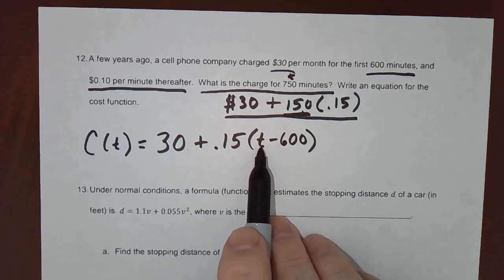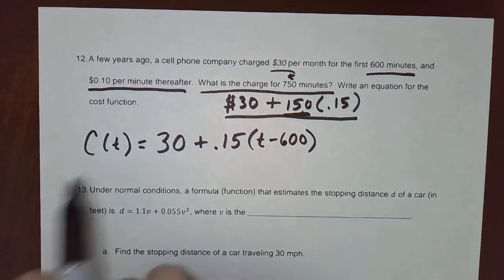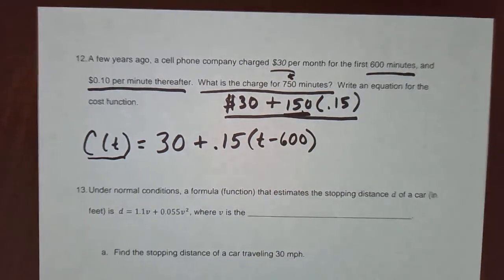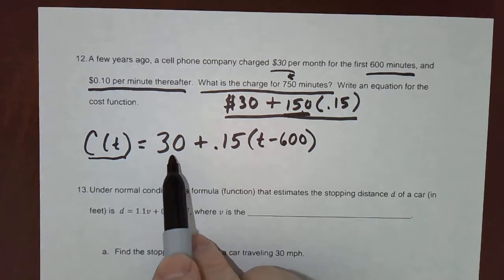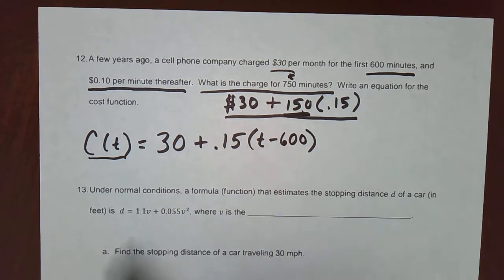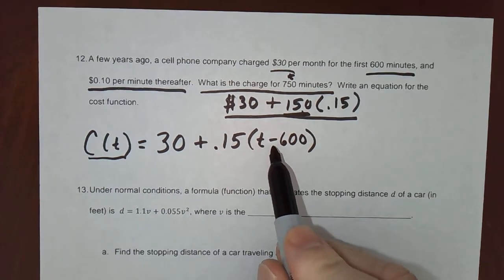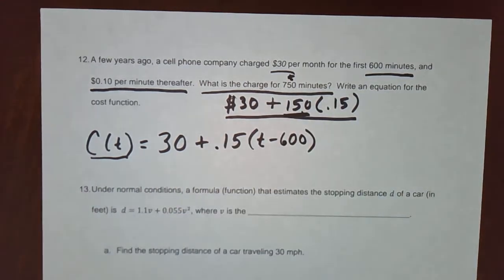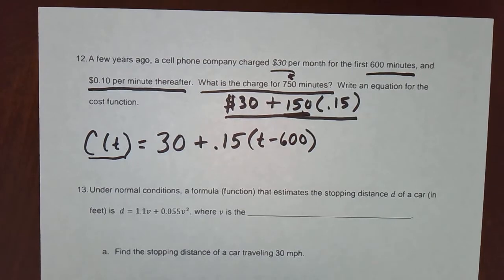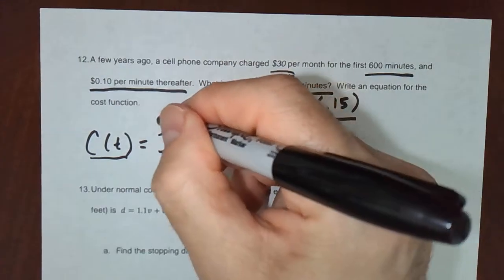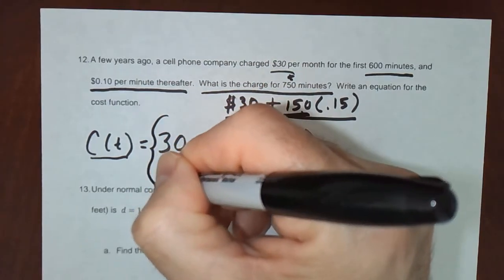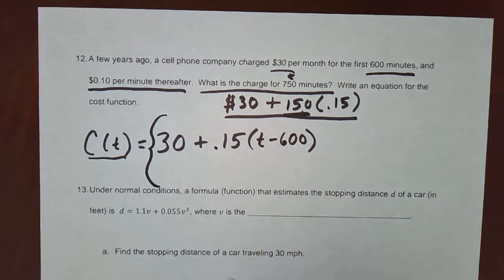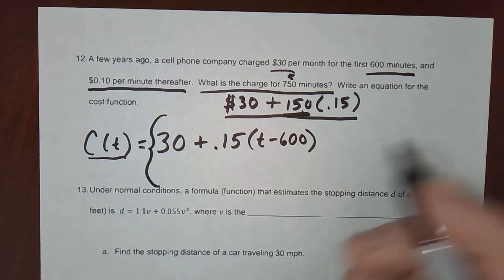For example, if t is 600, what is the cost? Well, it should be $30 because you get 600 minutes free. So we get $30 plus 0.15 times 600 minus 600, which is 0. So we would get $30 as we expect. But this doesn't take care of the situation where t is less than 600. So we're going to have what's called a piecewise function here.